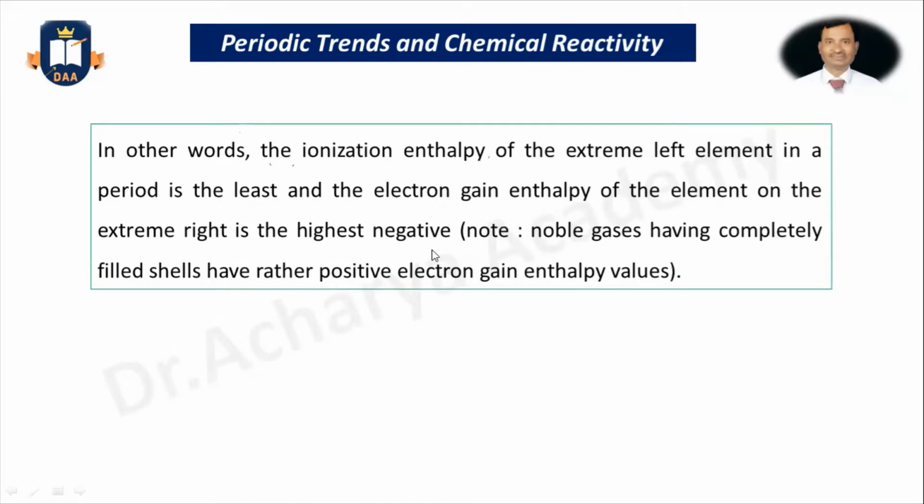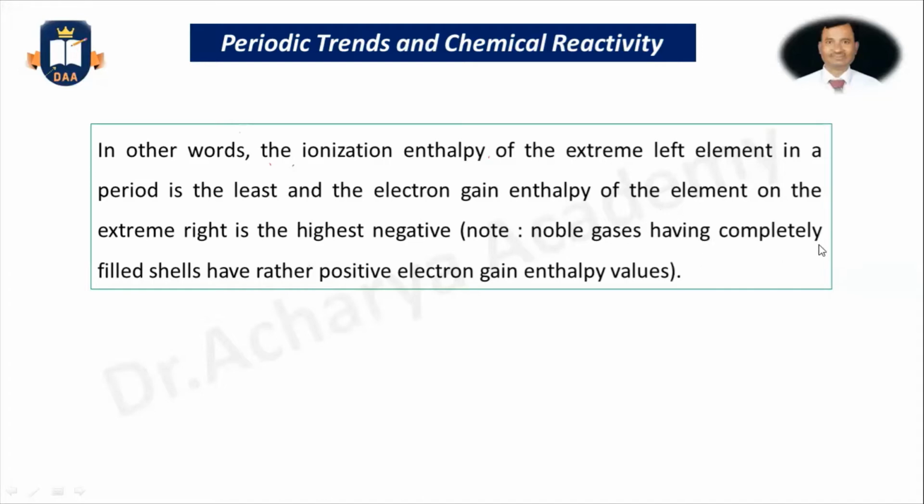Consider period number 3. In period number 3, the extreme left is sodium and the extreme right is the chlorine element. So as per this statement, the ionization enthalpy of sodium is the least, and the electron gain enthalpy of chlorine is the highest negative.